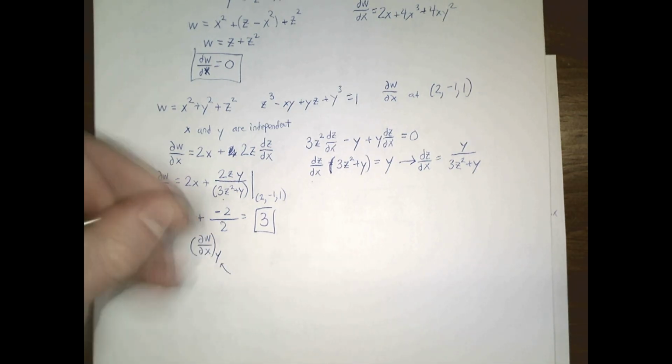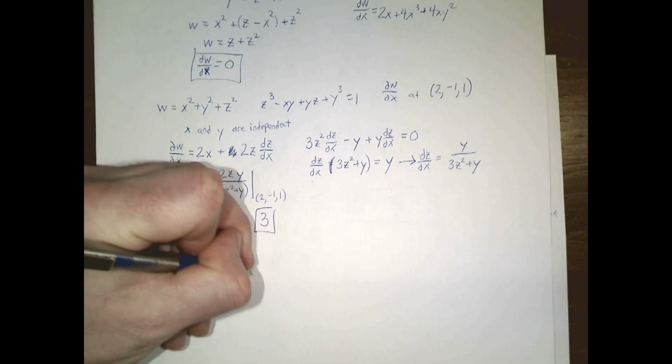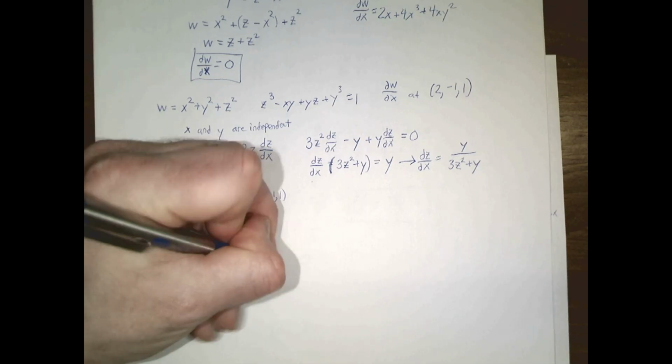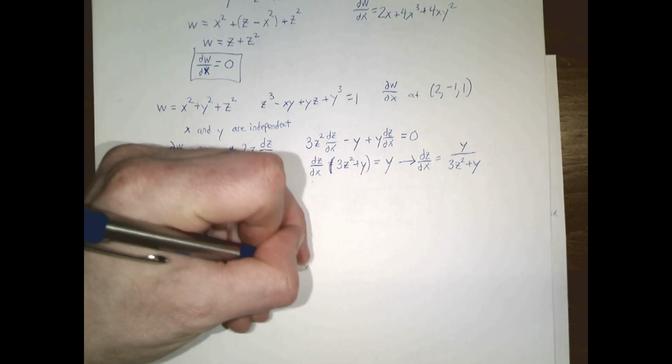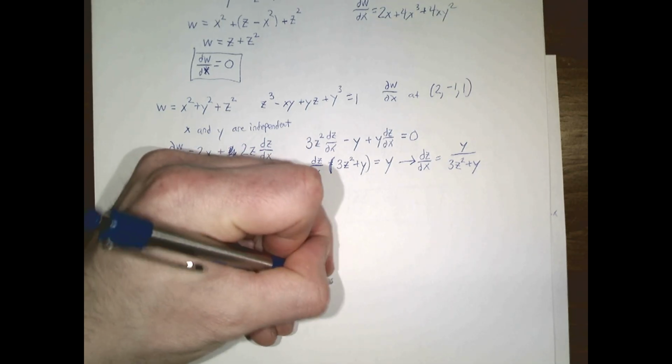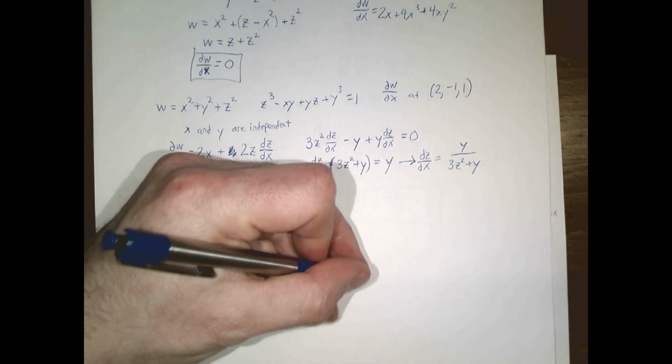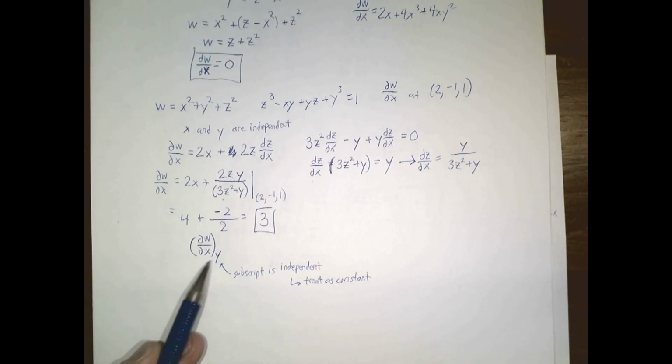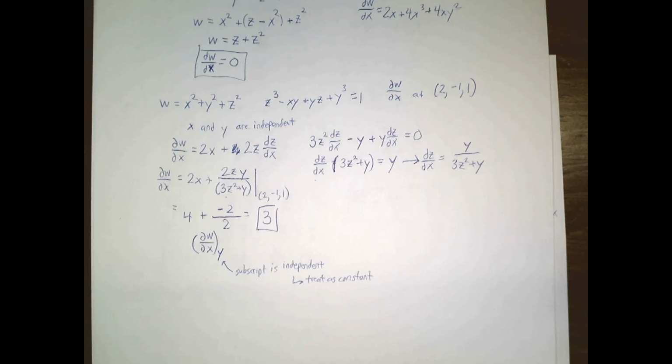So the subscript just means that variable is independent, and that means you treat it as a constant. Anything that is not subscripted here, z in the example we just did, should be assumed to be dependent on x. You have to figure out what that derivative might be.